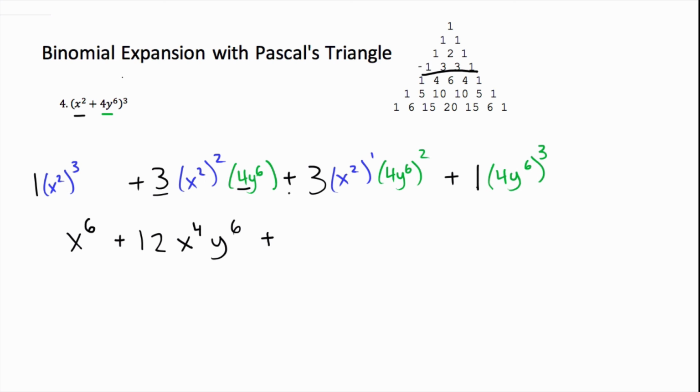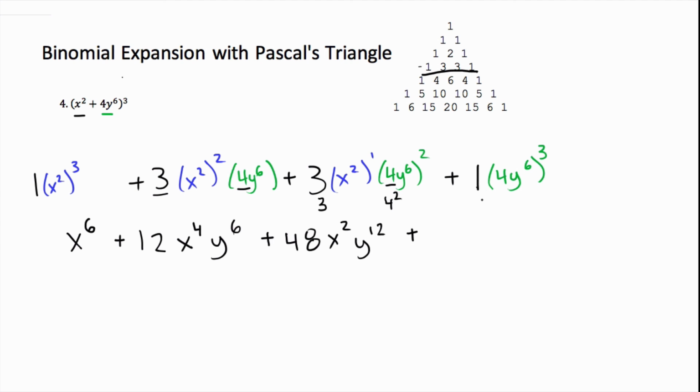Okay, let's look at the next term. We have 3 times x squared to the first power times 4y to the 6th to the second power. So I see my constants here. I have this 3, and then I have this 4 that's going to be squared, so 4 squared. So I have 3 times 4 squared, which is 48. And then I have x squared, and then y to the 6th squared. 6 times 2 is 12, so it'll be y to the 12th.